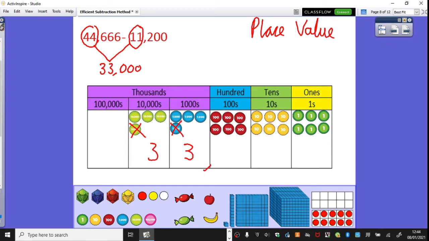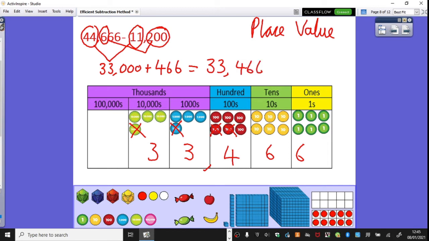Next up then, we're just taking away simply 200 or 200s from our 600 here. So we're taking away 2, which is not going to leave us any longer with 666, but 466. And we can see here, if we put those back together, we've got 33,466. It's up to you how you might want to do this.